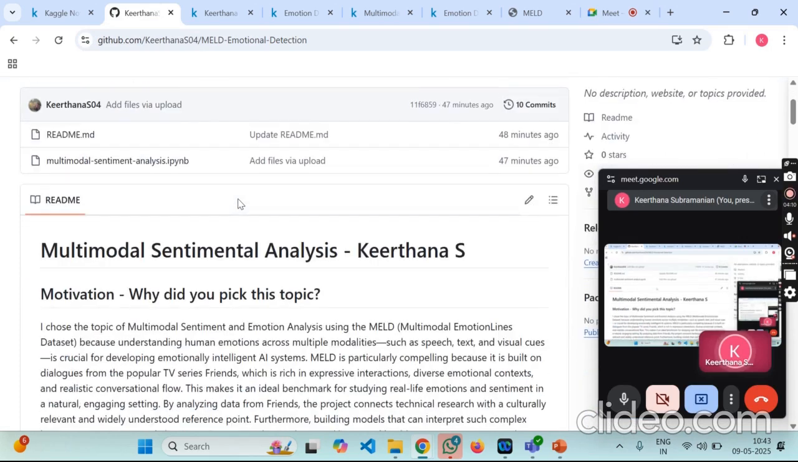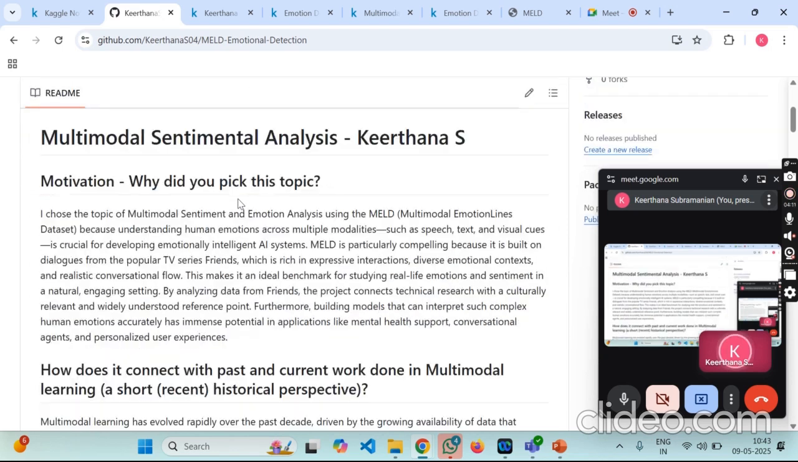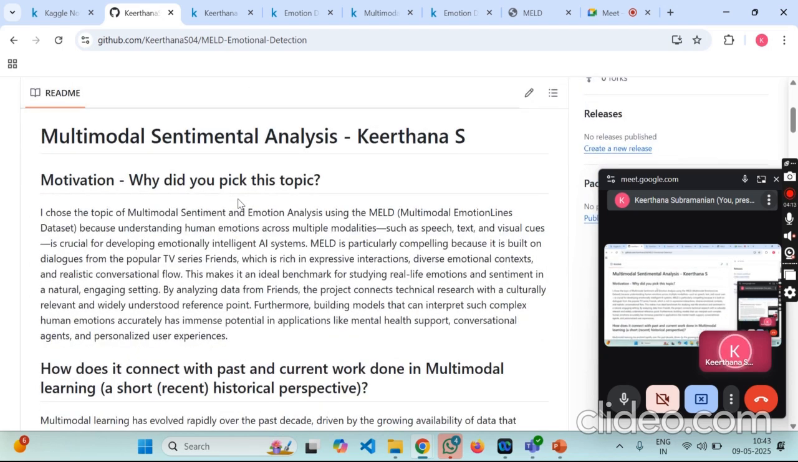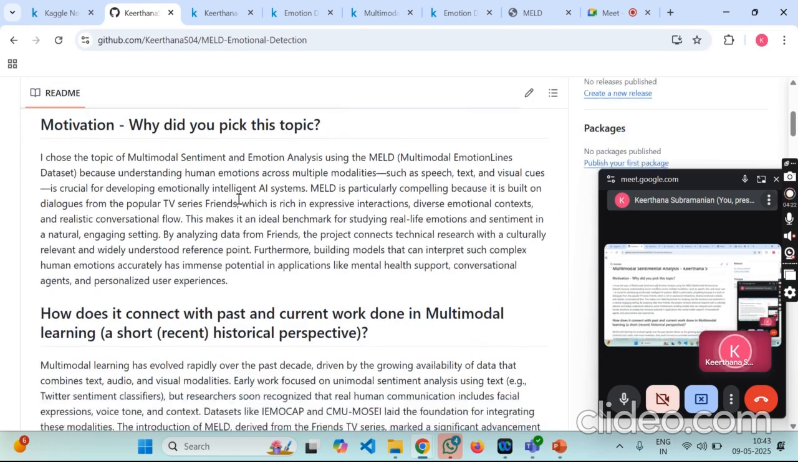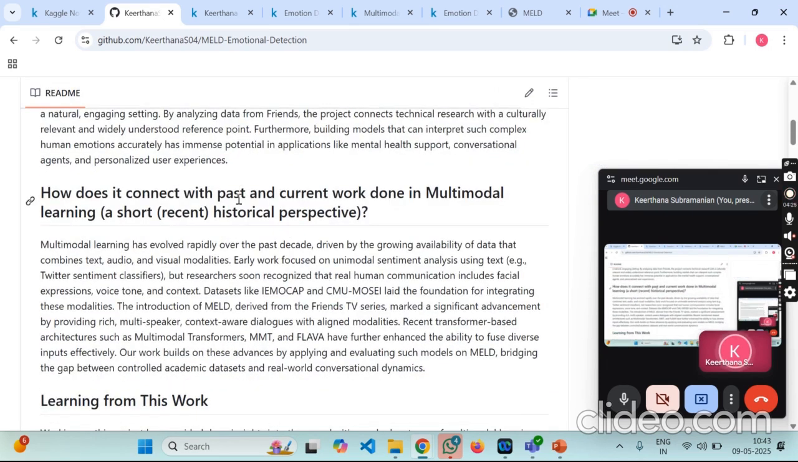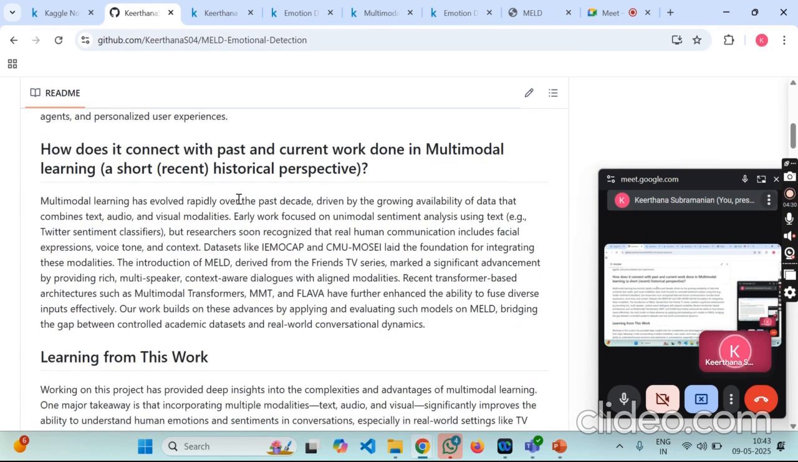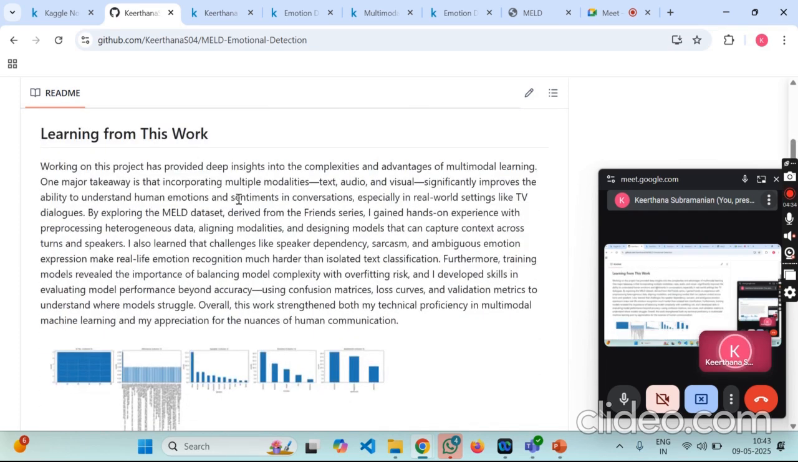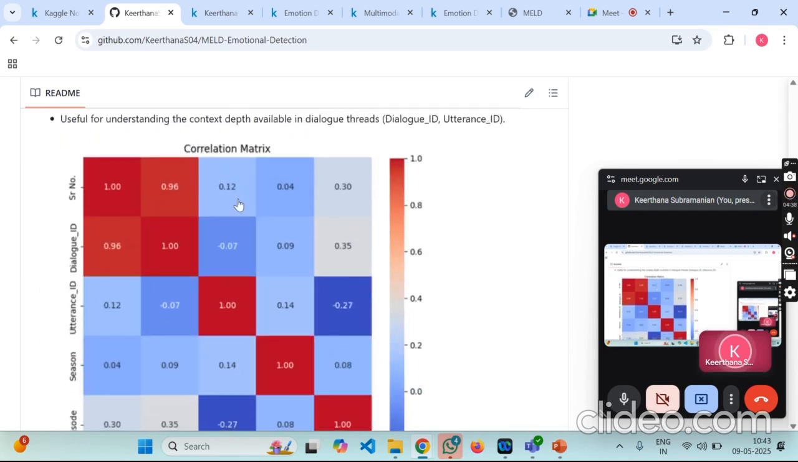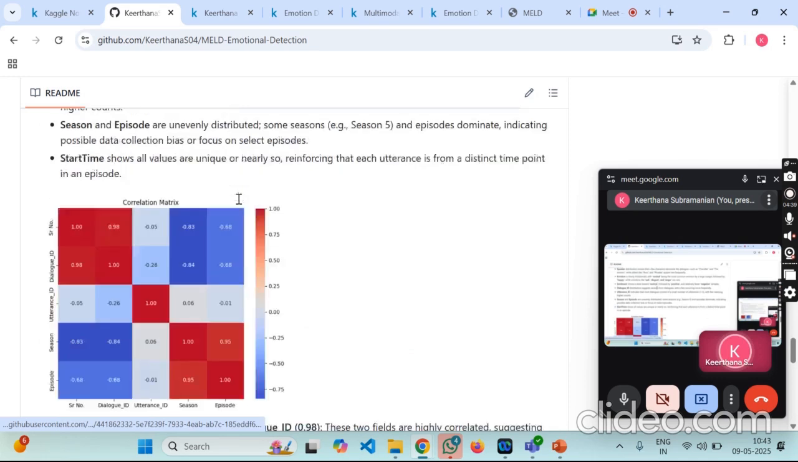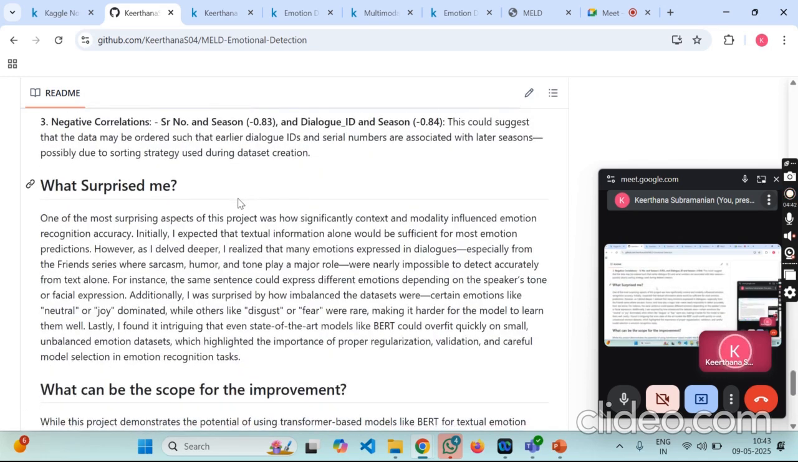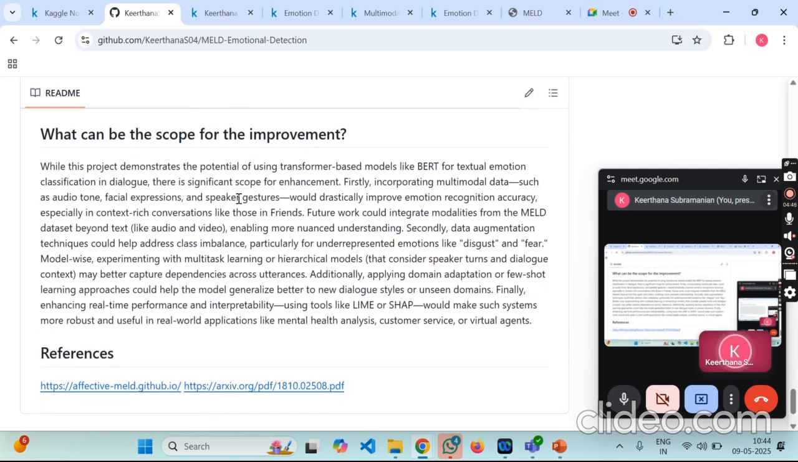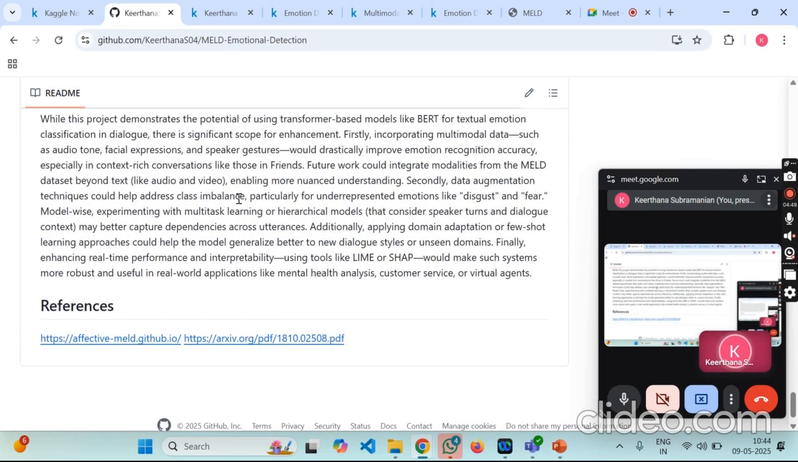This is my GitHub repo where I uploaded all these things. As suggested in the PDF, I uploaded my motivation, how it connects with the past and current work done in multimodal learning, from a historical perspective, the learning from this work, and the analysis of the graphs I got. You can see that here. And what surprised me in this project, and what can be the scope for improvement. I include the references I mainly looked into. Actually, it is the dataset reference, and it is the paper I looked into.